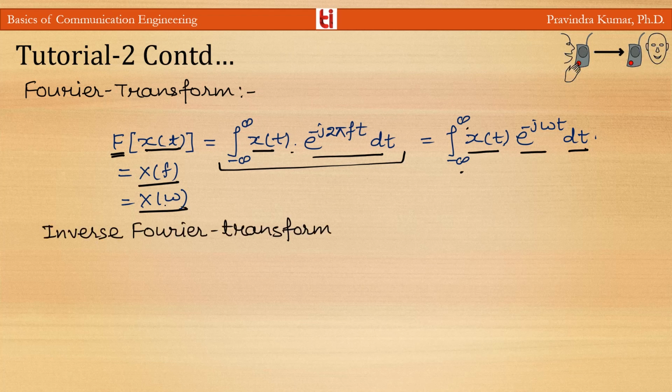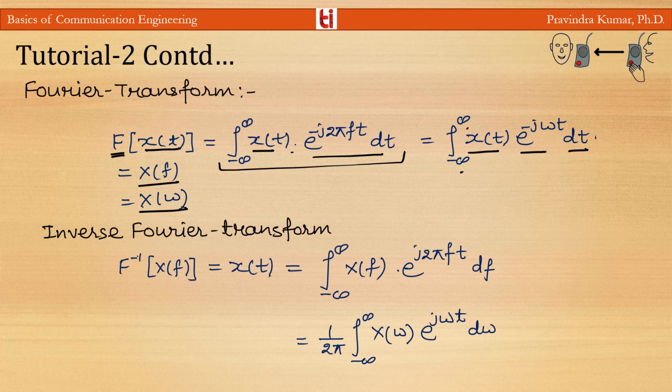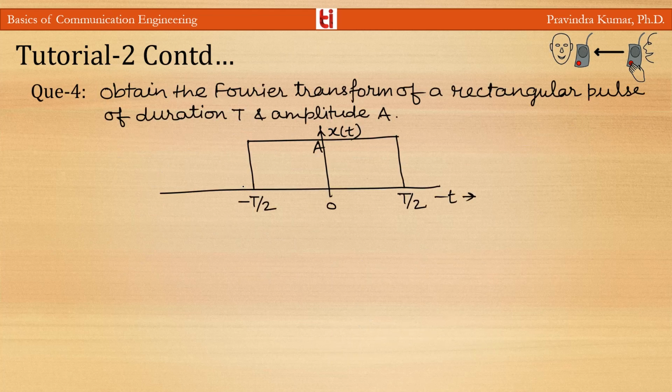The inverse Fourier transform of X(ω) or X(f) will be the signal x(t), and it is the integration of X(f) e^(j2πft) df, or I can write 1/2π times the integration from minus infinity to infinity of X(ω) e^(jωt) dω. This is the inverse Fourier transform. So there is one example based on this Fourier transform: obtain the Fourier transform of a rectangular pulse of duration T and amplitude A.